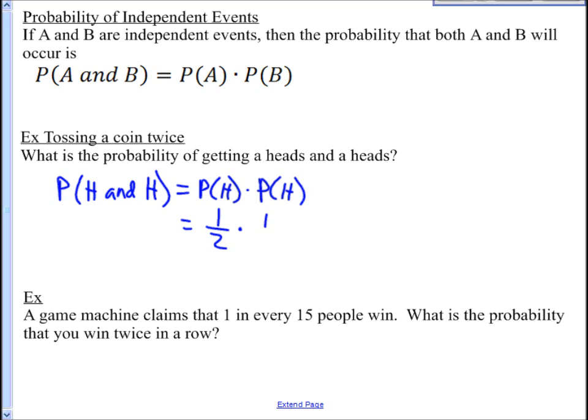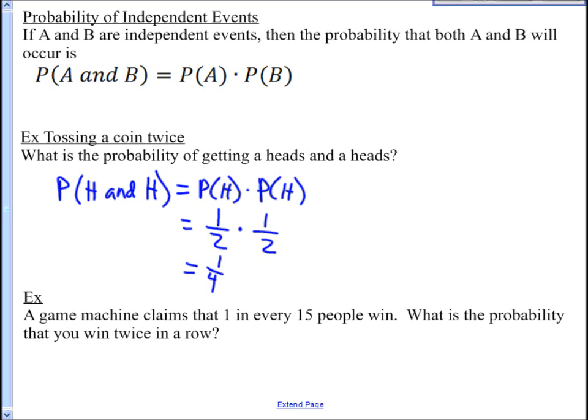And on the second time, regardless of what the result was on the first time, when you flip it the second time, it's still independent of that. So still a 1 in 2 chance. So in other words, you've got a 1 in 4 chance that you're going to get a heads and then flip another heads, right? So 1 in 4 chance. All right, let's look at the next one there.